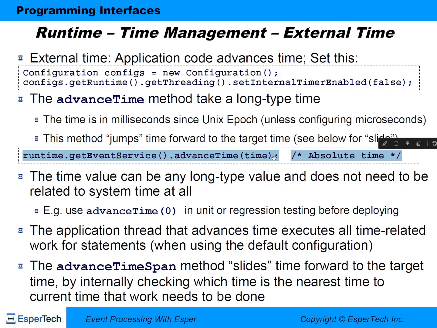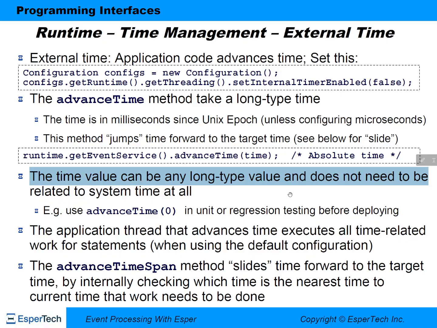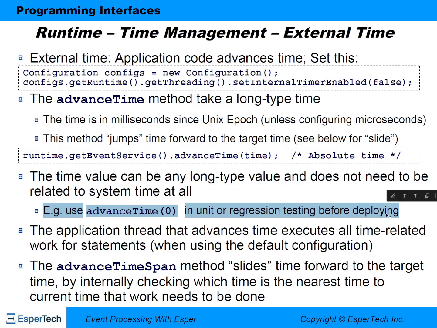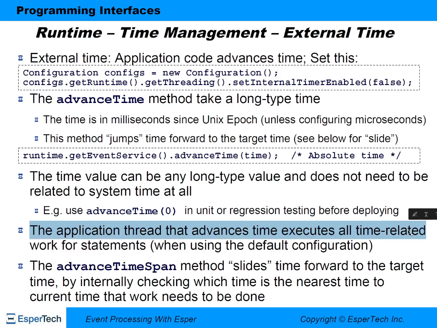Runtime.getEventService.advanceTime. The time passed is absolute time and is not relative time. So, for example, advanceTime(2000) and advanceTime(5000) for advancing time to second 2 and then to second 5. The time value can be any long type value and does not need to be related to system time at all. For example, use advanceTime(0) in unit or regression testing before deploying. This is handy in regression tests, to reset time to 0. The application thread that advances time executes all time-related work for statements, when using the default configuration.